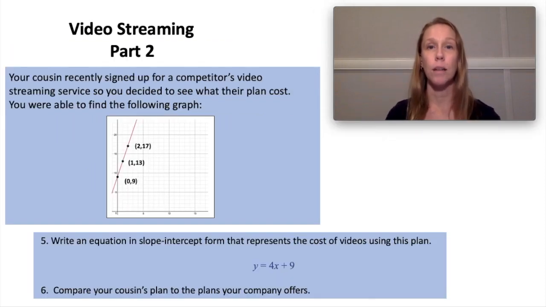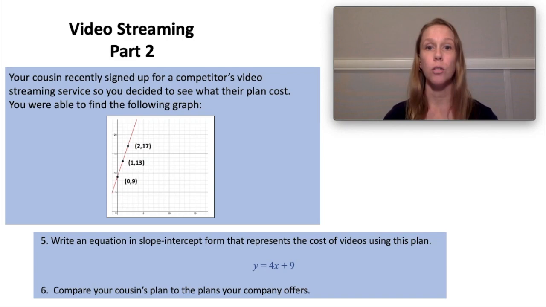So taking this a step further, part 2 is your cousin recently signed up for a competitor's video streaming service. So you decided to see what their plan cost. And you were able to find the following graph. So on the graph are the points 0, 9, 1, 13, and 2, 17. The first task here is to write an equation in slope-intercept form, which is y equals mx plus b, that represents the cost of videos using this plan.